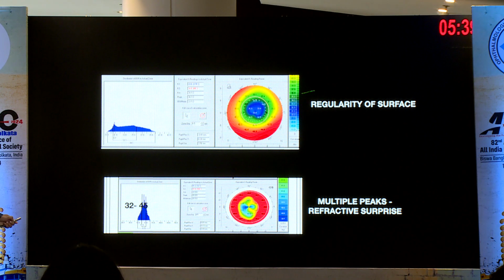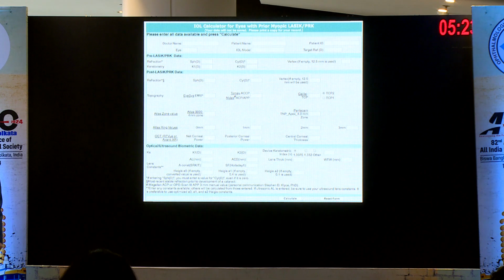And if the surface is regular, you'll get maybe a 1 or 2 peak, max to max, and a nice plateau. But if you have an irregular surface, as you can see here, you can see multiple peaks. So here is the chance where you might get a refractive surprise, because you never know which points are being measured for the IOL power calculation in these cases.